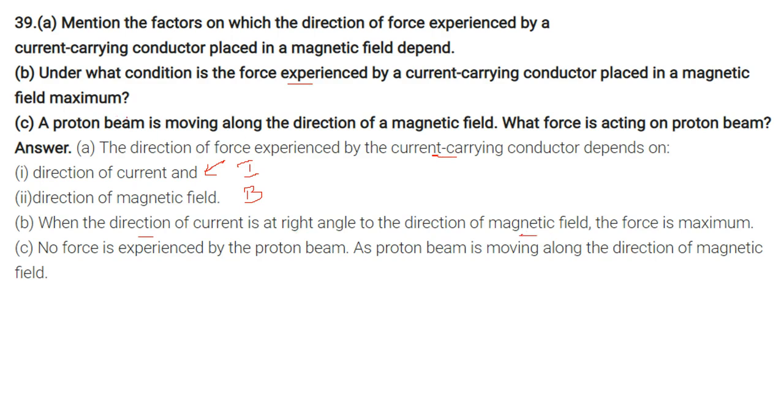A proton beam is moving along the direction of magnetic field. What force is acting on the proton beam? No force is acting on the proton beam, because the proton beam is moving along the direction of magnetic field. So this is the direction of magnetic field, and the proton is also moving in this direction. No force is experienced.